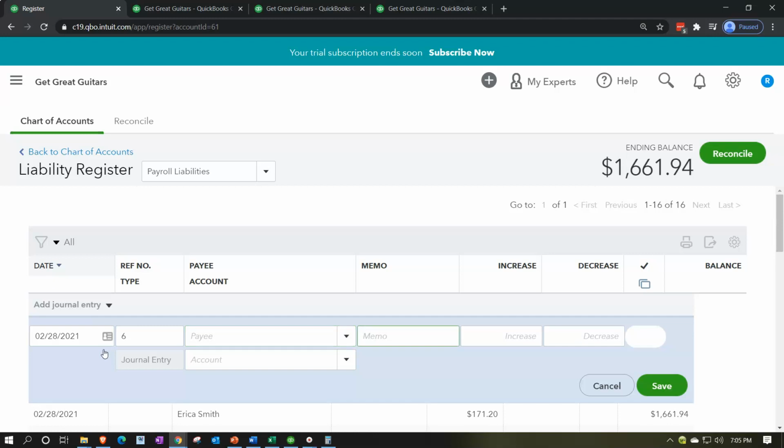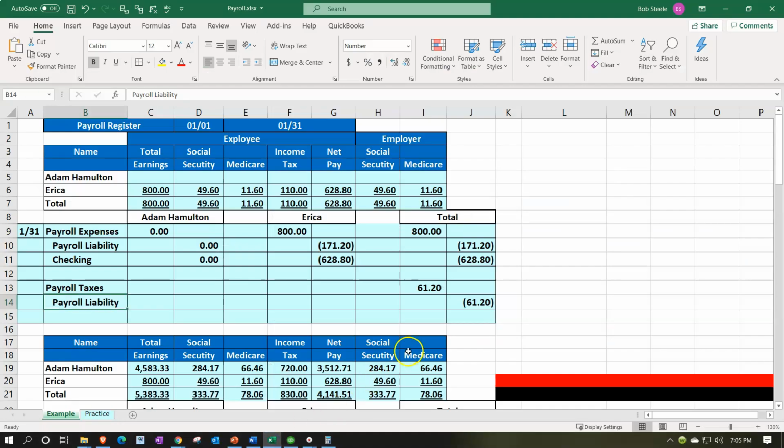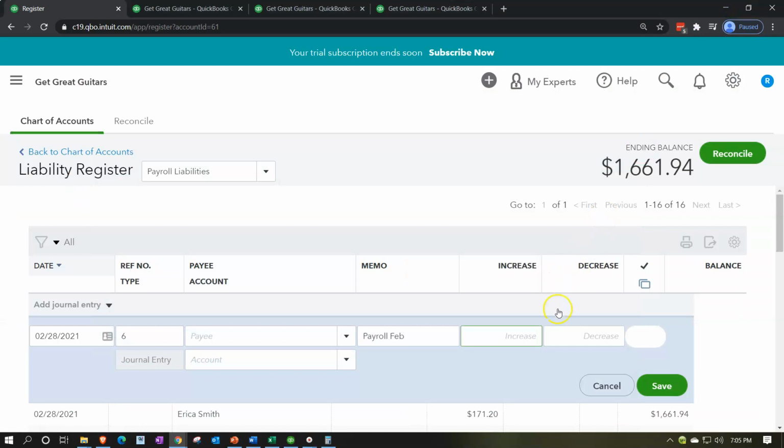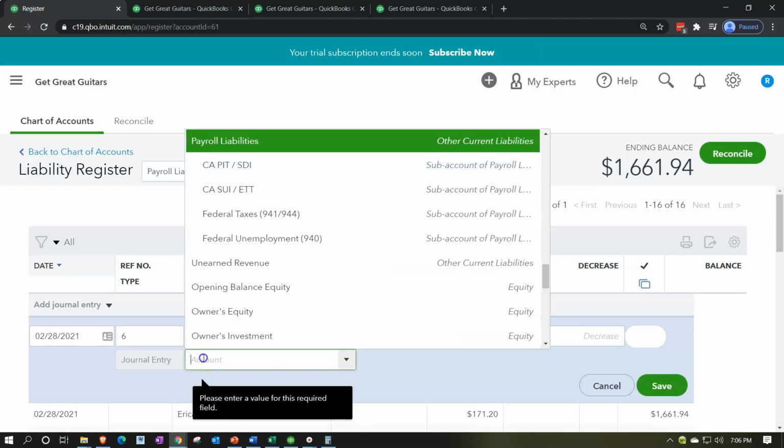And I'm just going to say this is payroll for Feb payroll. And then this is going to increase by the Social Security and Medicare, our portion, the 61.20, which is these two items, 61.20. And then the other side is going to go to the payroll tax.